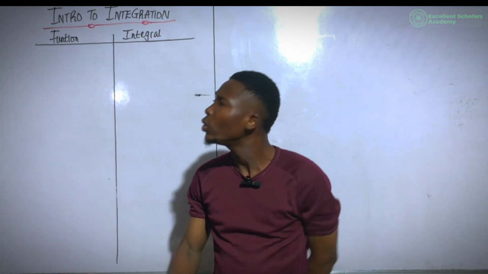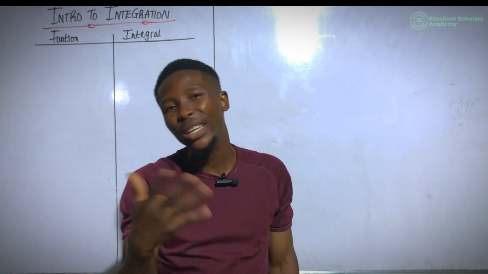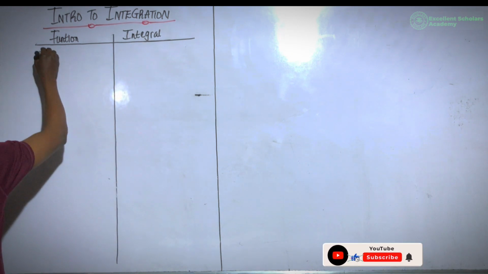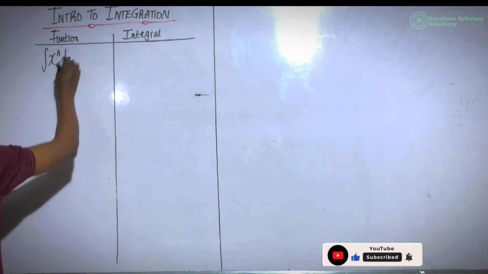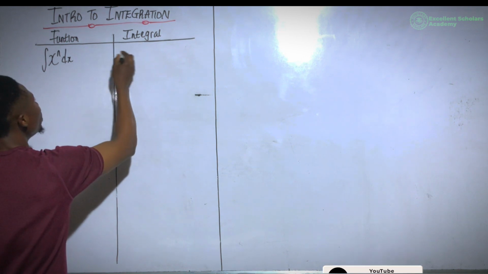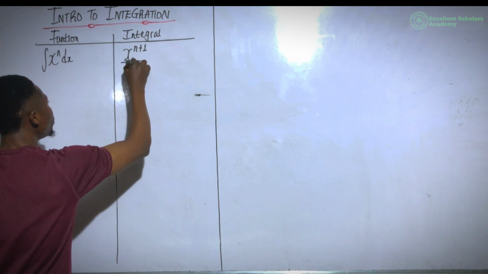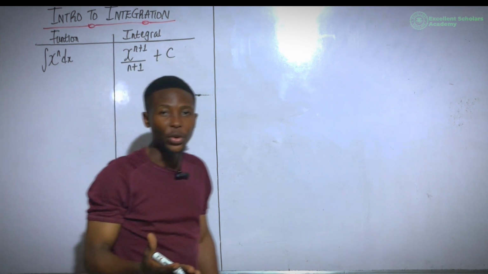Okay, so now we're going to be looking at basic principles, like I said, basic integration formulas that you need to know. So the first one we'll look at is, if you have an integration of a function x to the power of n with respect to dx, all you need to do is add 1 to the power over the same n plus 1 plus a constant of integration.